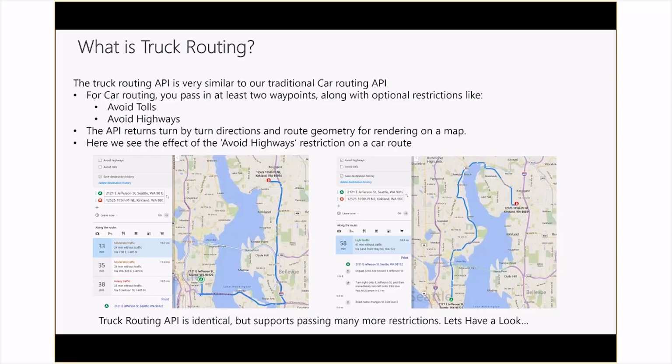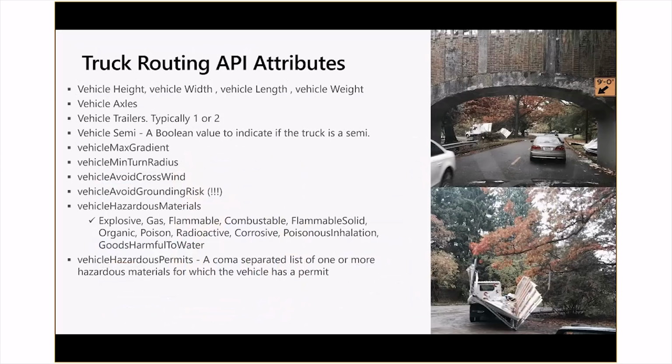But now you can imagine the same system, with a whole bunch more restrictions brought in. What if one of those restrictions was I'm hauling flammables? I wouldn't be able to go through that I-90 tunnel there because they don't allow flammables to go through there, for instance. So let's look at some more of those.